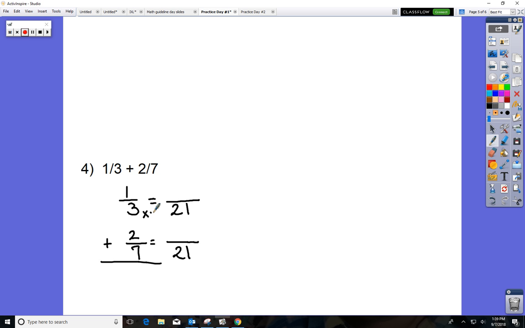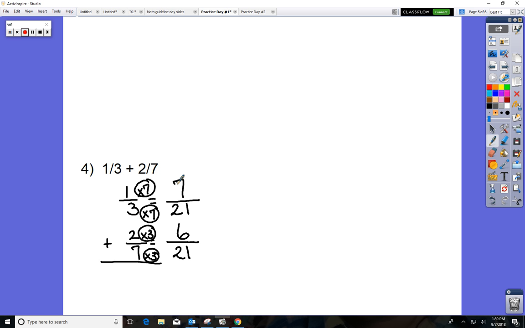3 times 7 is 21. 1 times 7 is 7. So 1/3 is the same thing as 7/21. On the bottom set of fractions, 7 times 3 is 21. So 2 times 3 is 6. Remember, whatever you do to the denominator in a fraction, you must also do to the numerator. So since I went 3 times 7 to get the 21, I have to do 1 times 7 to get my new numerator.